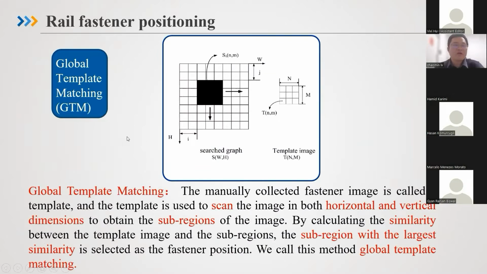This is another traditional rail fastener positioning method called global template matching. The manually collected fastener image is called a template. We first get a template, and the template is used to scan the image in both horizontal and vertical dimensions to obtain a subregion of the figure. We calculate the similarity between the subregion and the template. The subregion with the largest similarity is selected as the fastener position. We call this kind of method global template matching.